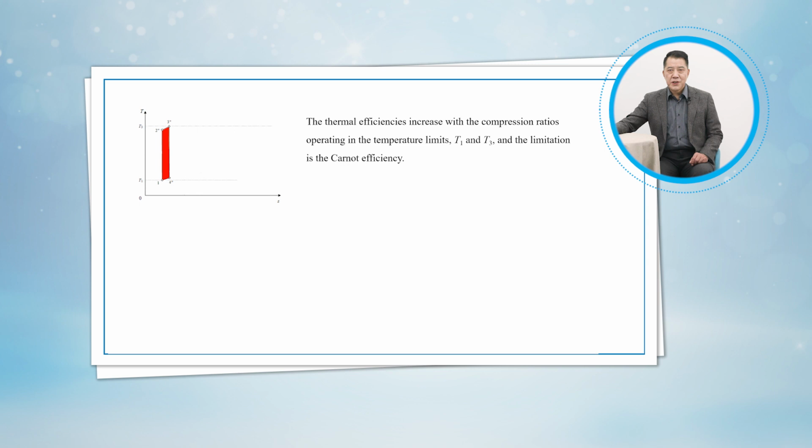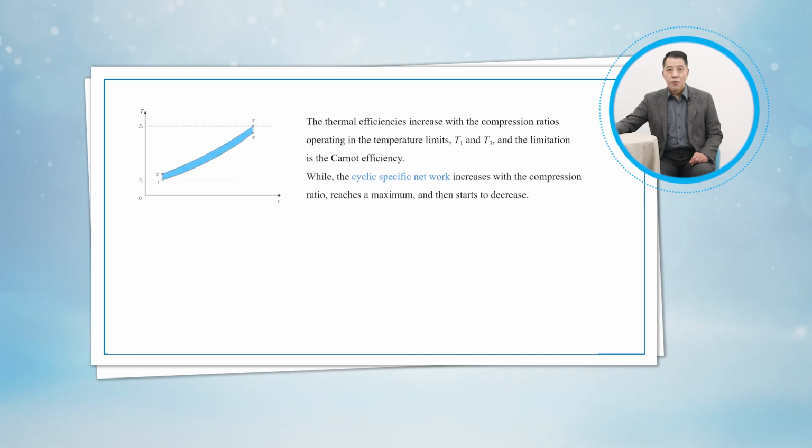The thermal efficiencies are found increasing with the compression ratios operating in the temperature limits T1 and T3, and the limitation is the Carnot efficiency. While the cyclic specific net work increases with the compression ratio, reaches a maximum, and then starts to decrease, as shown in the figure.